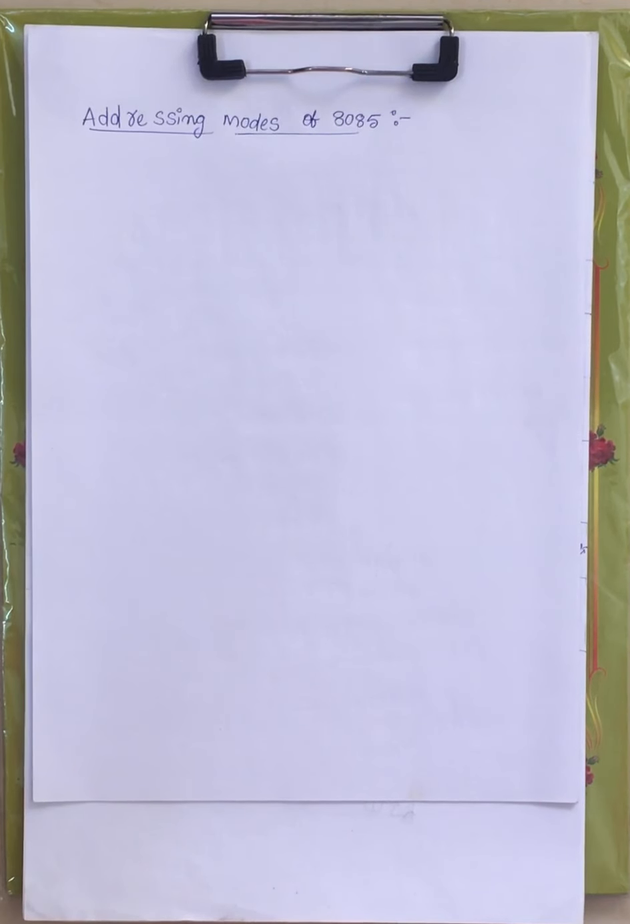After that we have seen stack instructions, IO instructions, that is input output instructions. Later we have seen the machine control group of instructions. Totally we have seen around 50 to 60 instructions under the instruction set of 8085. Now coming to the next lecture, we will see the addressing modes of 8085.